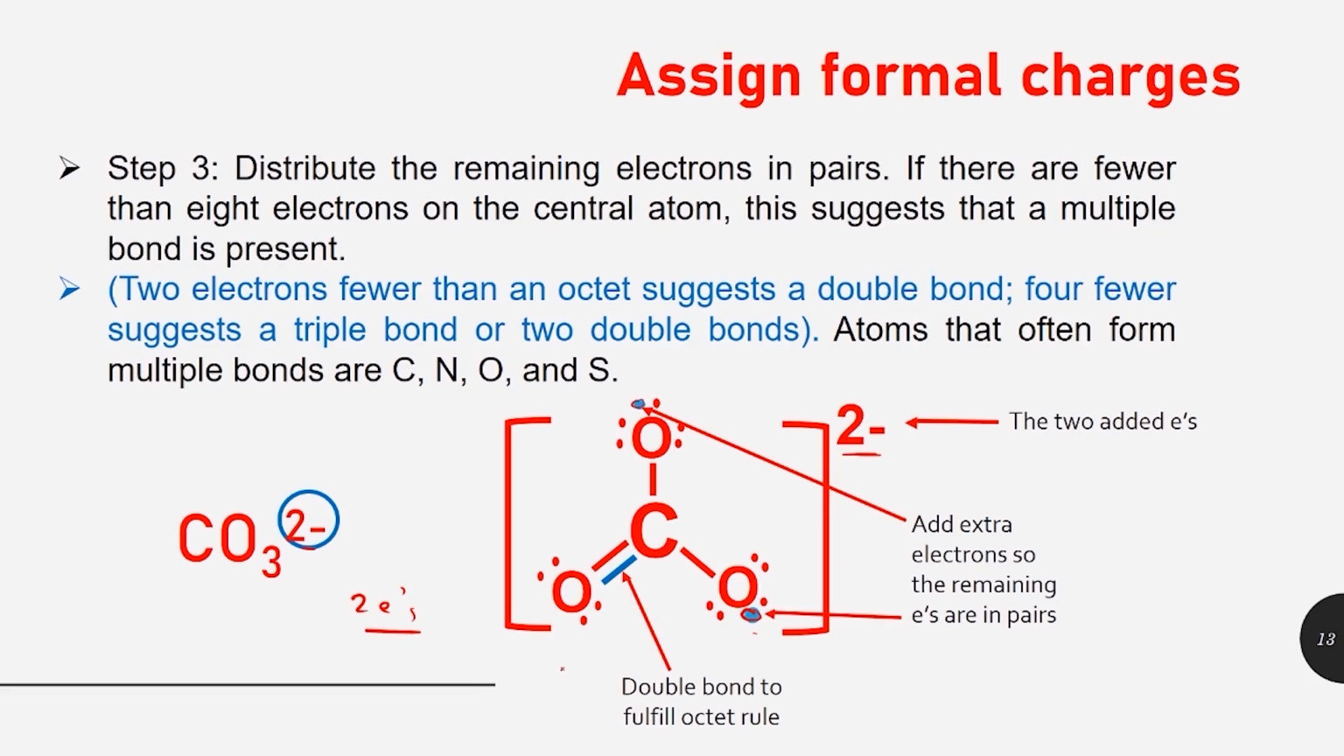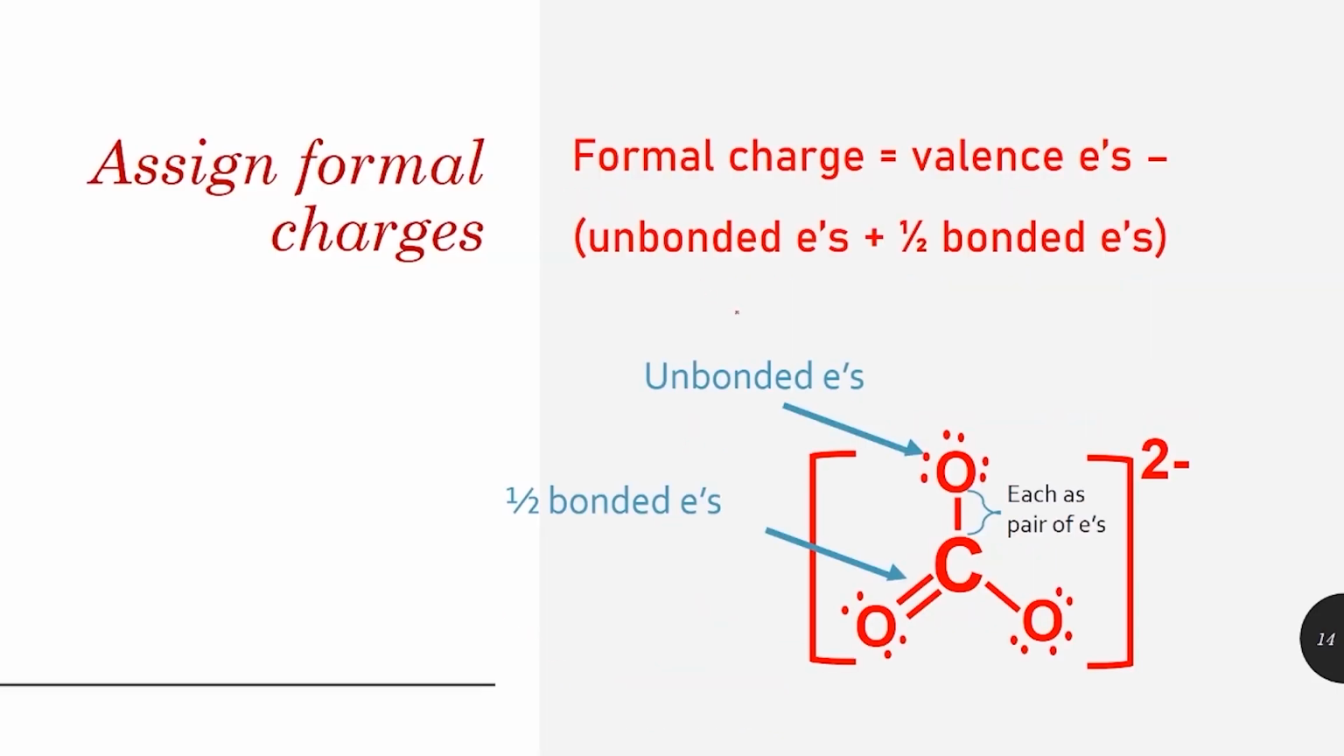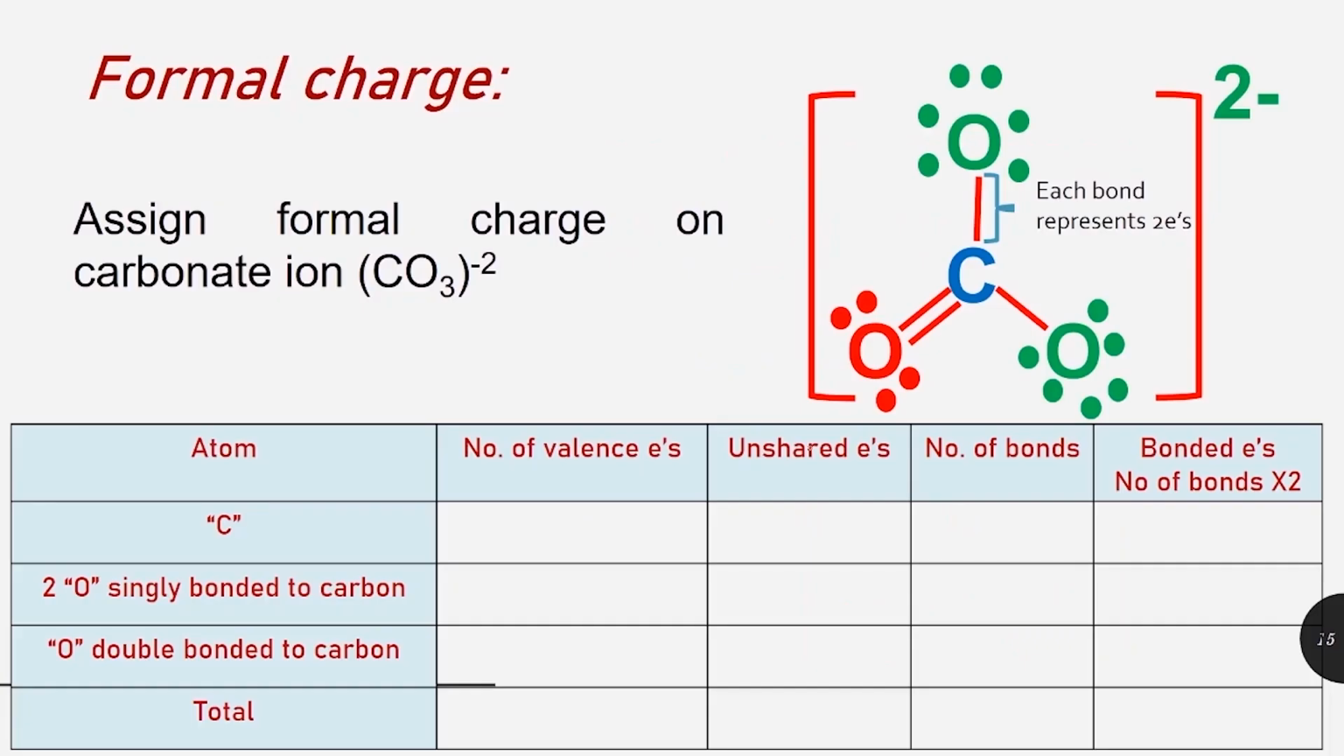For simplicity, we use a formula to calculate the formal charge. The formal charge is equal to the valence electrons of the whole molecule or ion minus the sum of unbonded electrons and half the bonded electrons. Let's apply this formula to carbonate ion.